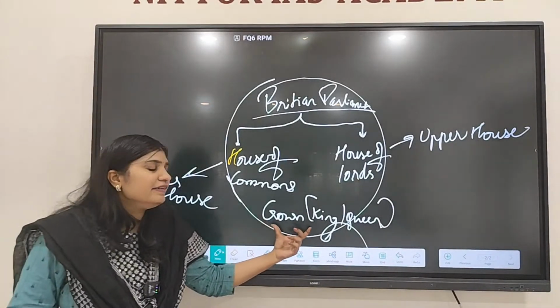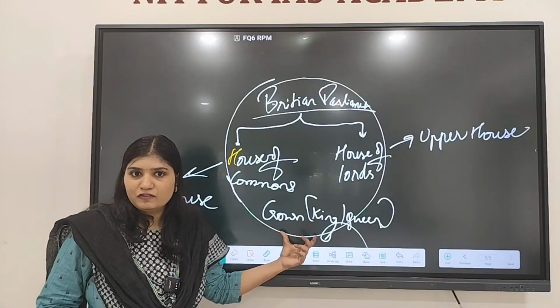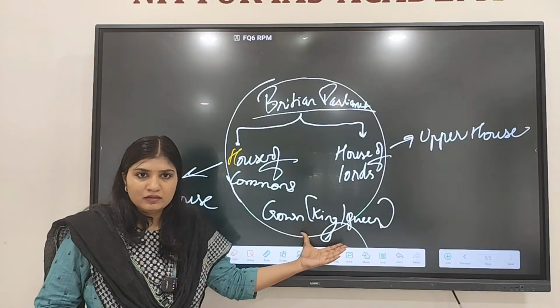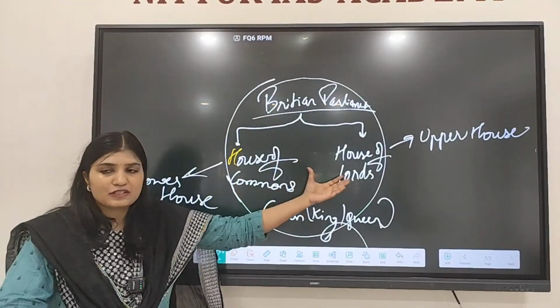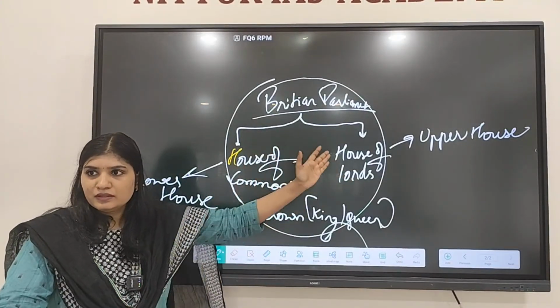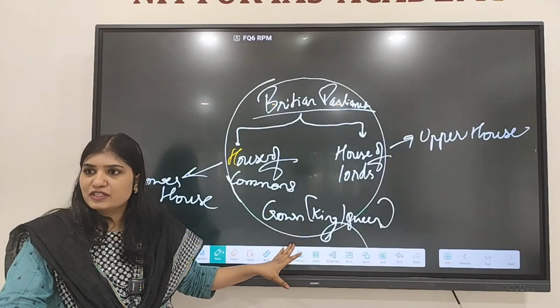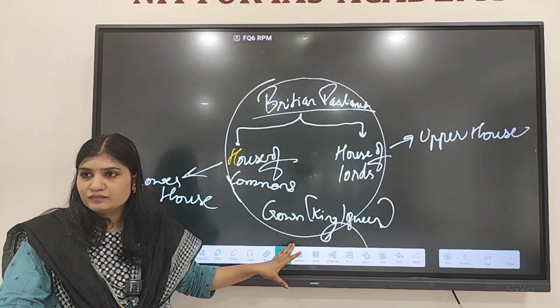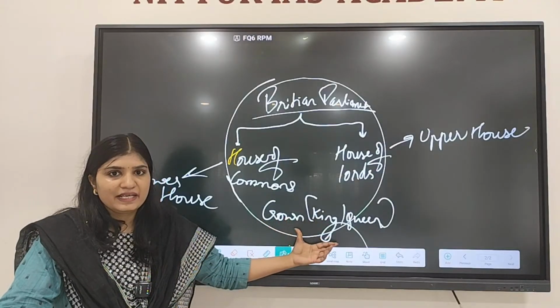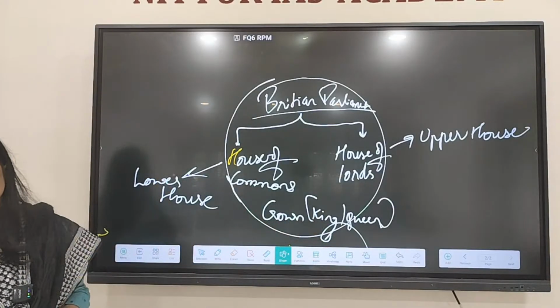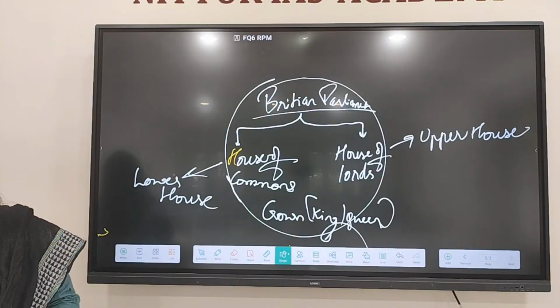This is on a hereditary basis. For the crown, for king or queen, there is no election. But for these people, there are elections. In India, for president, we have elections. But there, for the crown, they do not have any kind of elections. It is through the hereditary basis they get the power.